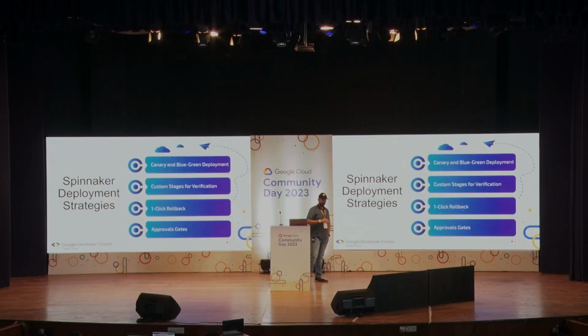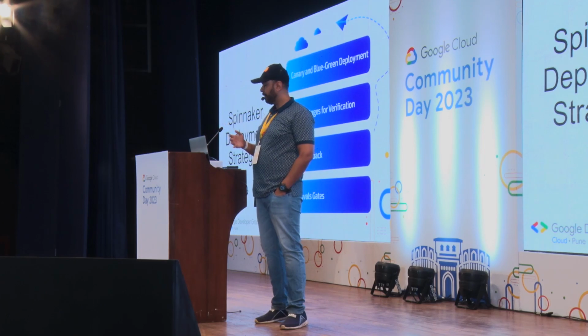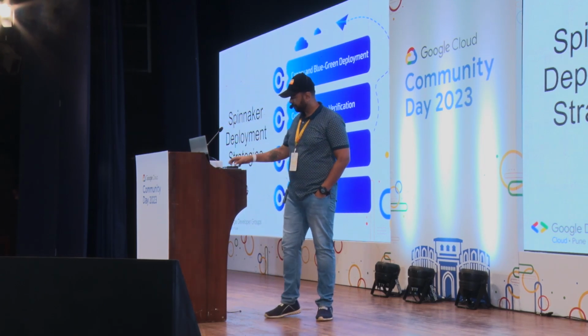And the last one is the approval gates. Approval gates are usually used for the manual judgment that I spoke about in the first slide, where you can have your manual approvers, and based on their approval, you can go ahead with the production deployment.